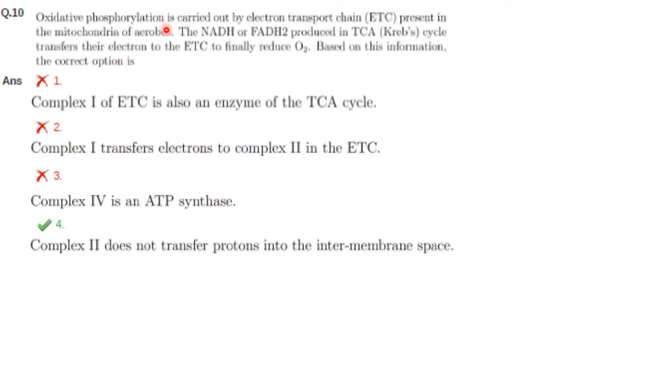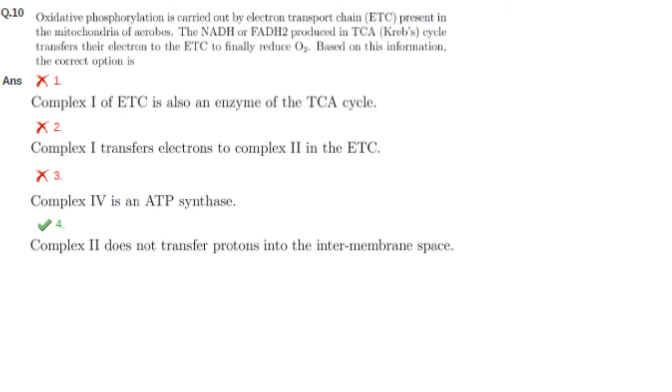Then next one. Oxidative phosphorylation is carried out by electron transport chain present in the mitochondria of aerobes. The NADH or FADH2 produced in TCA cycle transfers their electron to the electron transport chain to finally reduce oxygen. Based on this information, the correct option is: complex 1 of electron transport chain is also an enzyme of TCA cycle. No, complex 1 is NADH dehydrogenase.